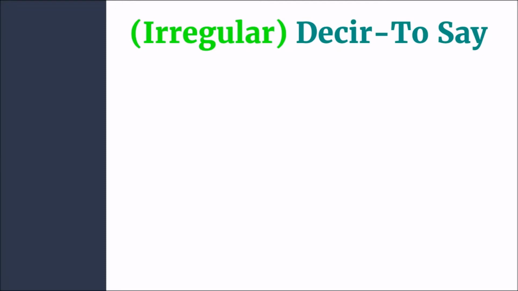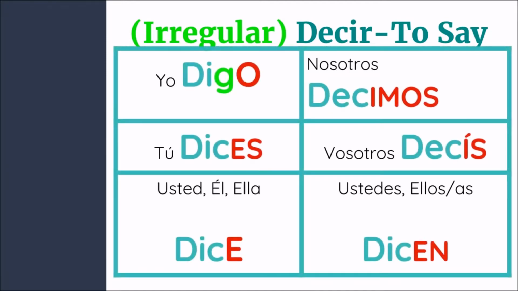Let's move on. Now this one is an irregular, but it is a simple irregular. You only have one conjugation that is different. Yo digo, tú dices, él, ella, usted dice, nosotros decimos, vosotros decís, ustedes, ellos, ellas dicen.